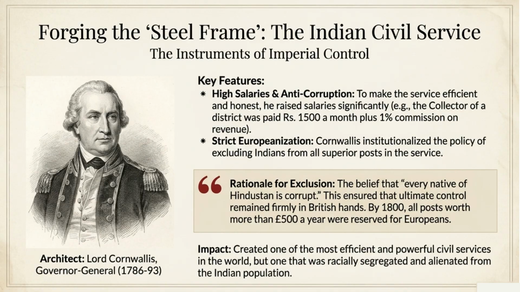Lord Cornwallis, the architect of the Indian civil service, enforced strict Europeanization, excluding Indians from superior posts. This racially segregated service was designed to be efficient, but was rooted in the belief that Indians were corrupt, ensuring control remained in British hands.